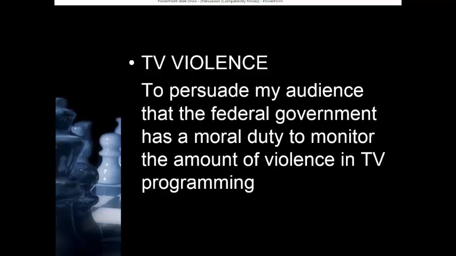I might decide to persuade my audience that the federal government has a moral duty to monitor the amount of violence in TV programming. Now, take a look. Again, we have that word moral. And so whenever we have a moral here, then that would tell us that we have a question of value.